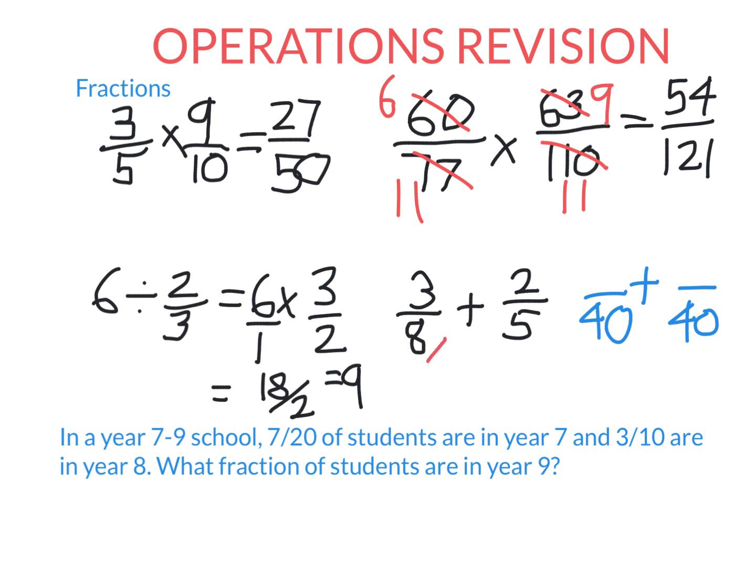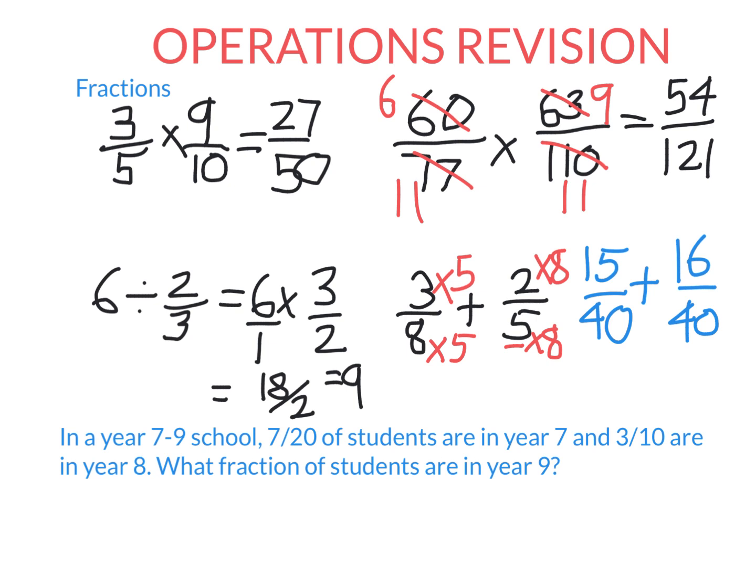So to go from 8 to 40, I times by 5. If I times the bottom by 5, I must times the top by 5. If I want to go from 5 to 40, I need to times 8. If I times the bottom by 8, I times the top by 8. So I have 3 times 5 is 15, and 2 times 8 is 16.